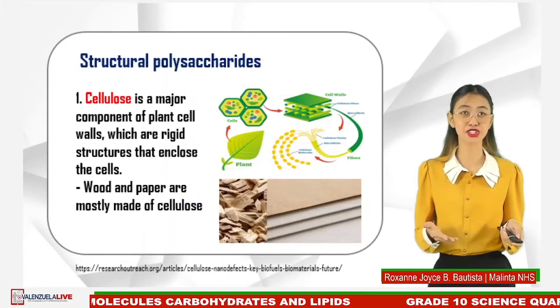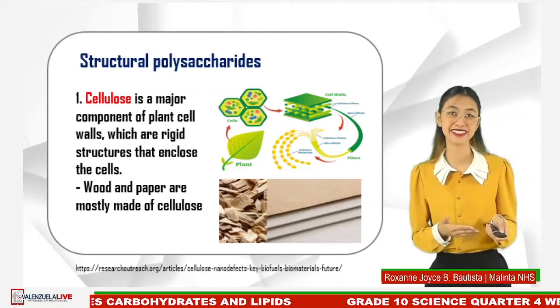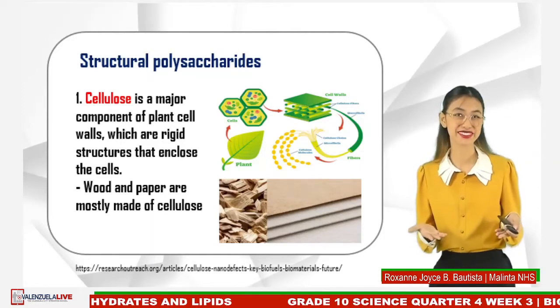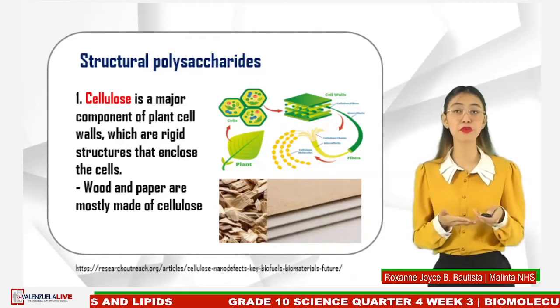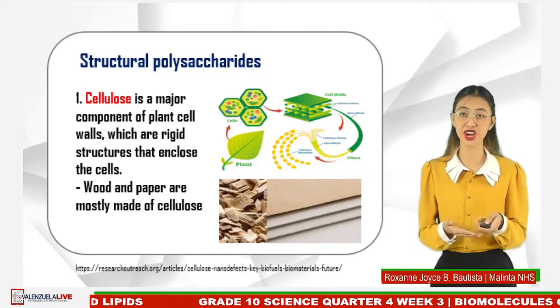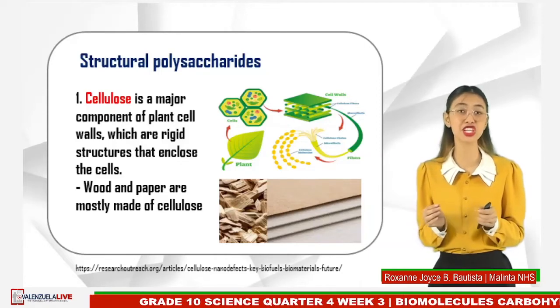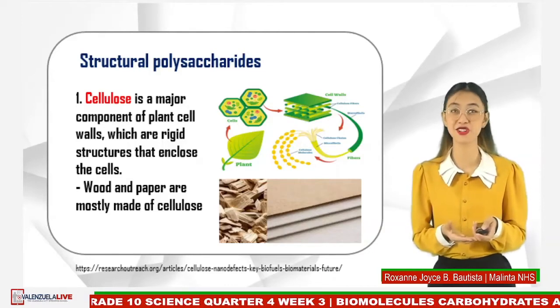Another function of polysaccharides is to build or provide structure. And for that, we have cellulose. Cellulose, for example, is a major component of plant cell walls, which are rigid structures that enclose the cells and help make lettuce and other veggies crunchy. Wood and paper are mostly made of cellulose also.